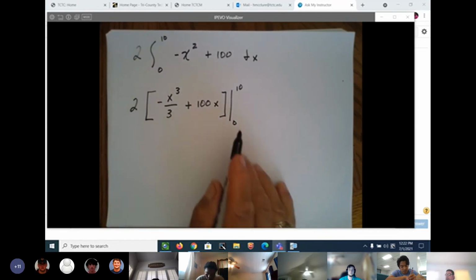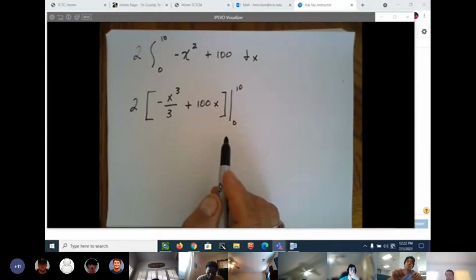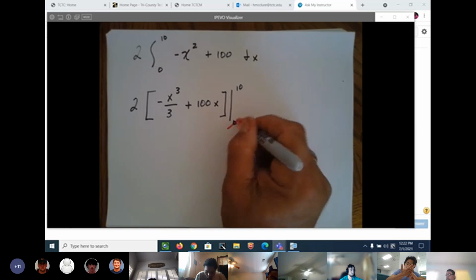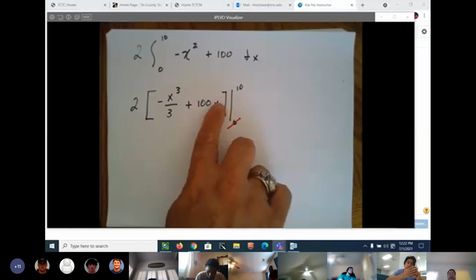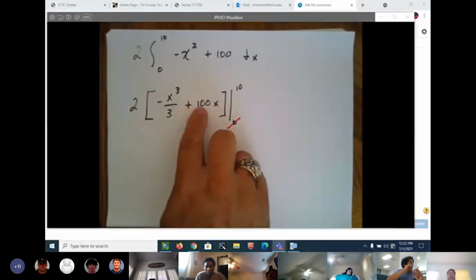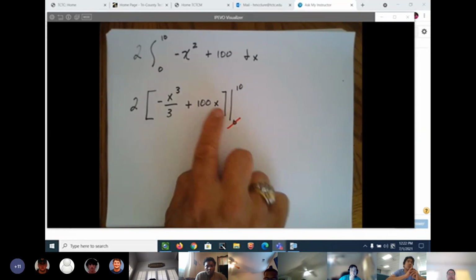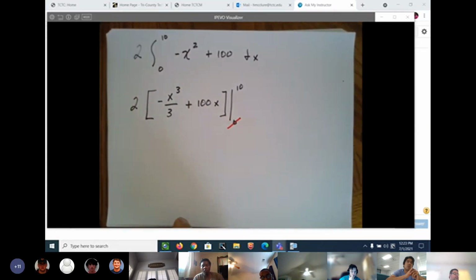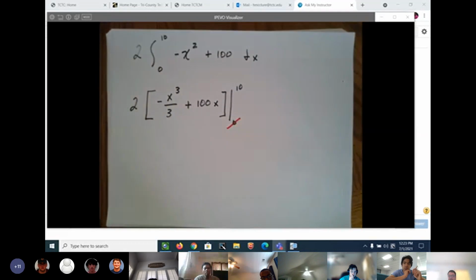And what does 0 do to this whole thing? 0. Zeros it out, cancels it out. So I'm going to take my red pen. Now, it's not going to do that all the time, because sometimes you might have a plus 3 out here, like x cubed plus 100x plus 3, and 0 doesn't cancel out everything. But in this case, since there's 2 x's and 2 terms, the 0 cancels it out. So that means all we have to do is plug in 10 and multiply it by 2.